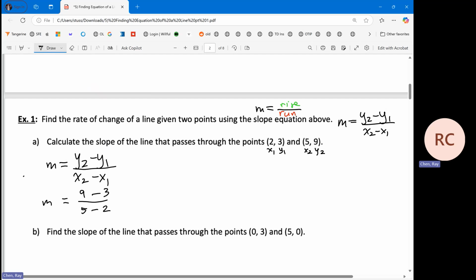Folks, we've talked about this already way back in February or in March. What do we do next? Well, we do the numerators as if they were brackets. 9 minus 3, that is 6. 5 minus 2, that is 3. We don't stop here, though. Notice you always reduce our fractions. So the final answer is 2. So this is the slope of the line.